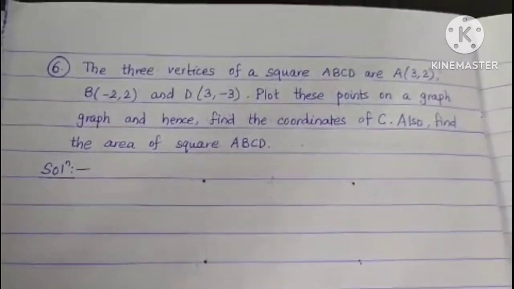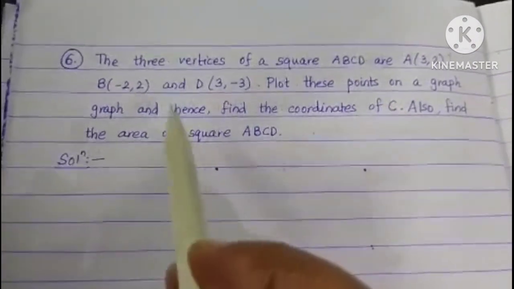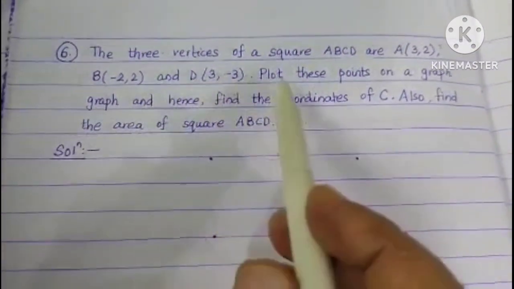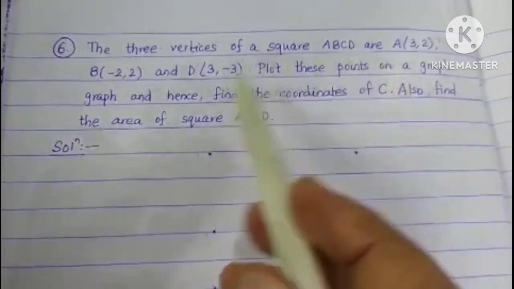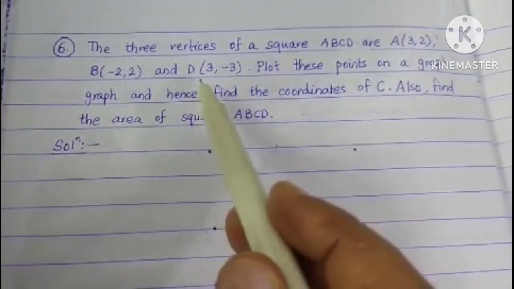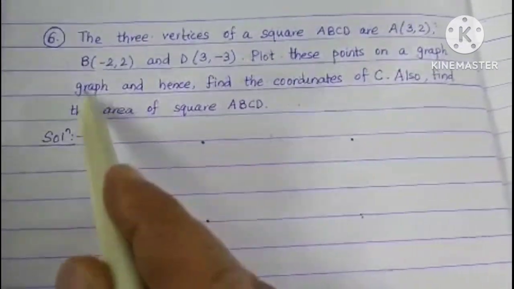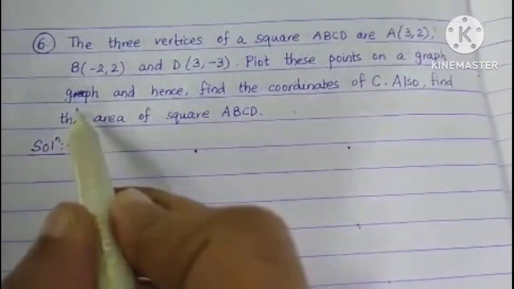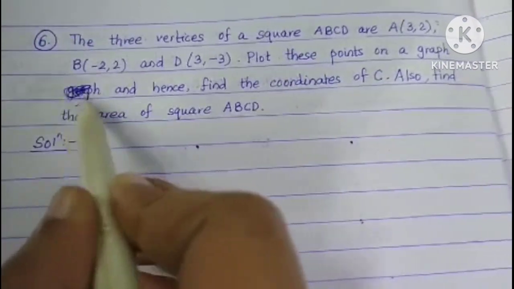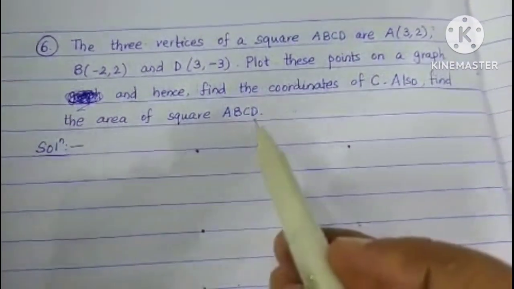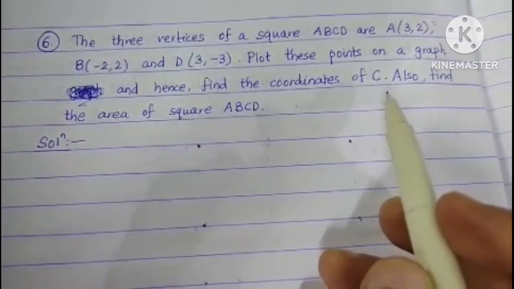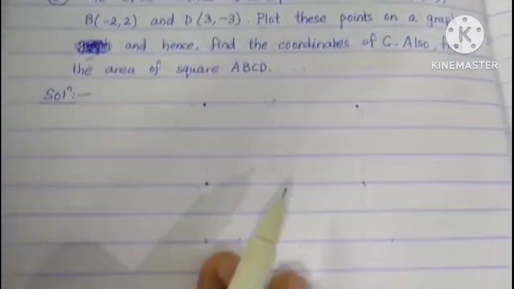Now let us solve the last question of this session. The question is like this: the three vertices of a square ABCD are A (3, 2), B (-2, 2) and D (3, -3). Plot these points on a graph, and hence find the coordinates of C. Also find the area of the square ABCD.